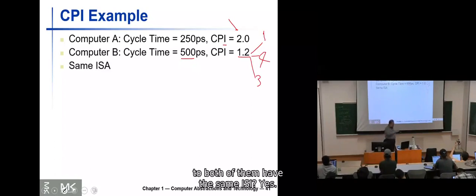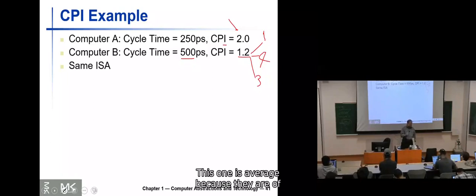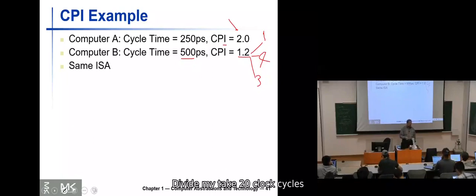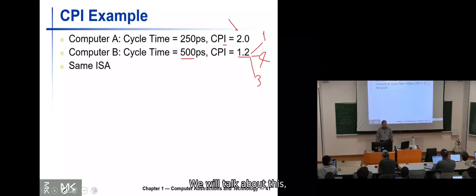Both of them have the same ISA, yes. I was going to ask, is there a unit of measurement for CPI, or is it just an average? This one is an average because all of the instructions don't have the same clock cycles. Add takes 1 clock cycle, but multiply takes 10 clock cycles. Divide might take 20 clock cycles because divide is harder. We will talk about this, but so it is an average.